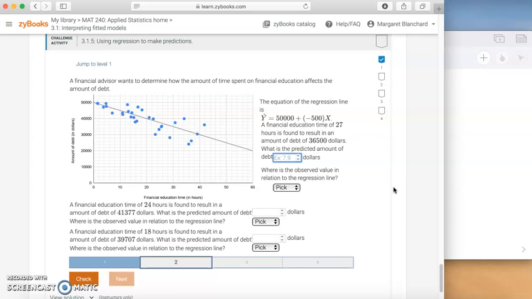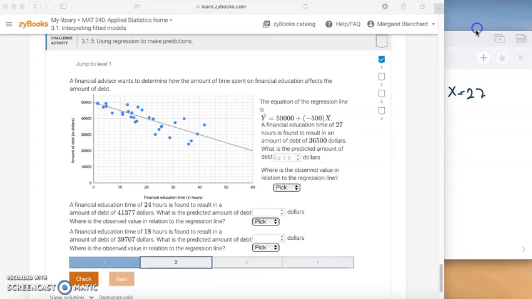So we're asking, what then would our regression line predict? Where would that fall on that line? So that means what we need to do is plug in 27 for our x. So let me write this out, and then I'll show you guys the screen in a second. Y hat equals 50,000. Sorry, I count my zeros. Minus 500x.